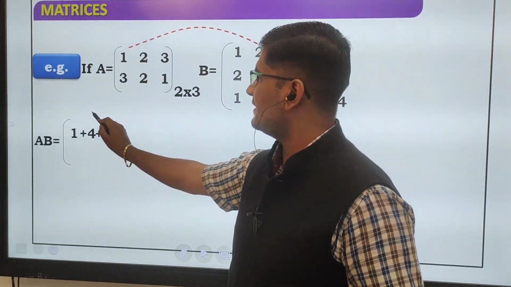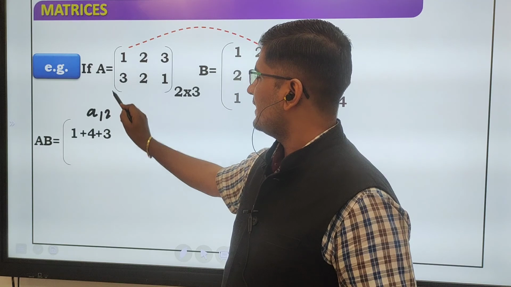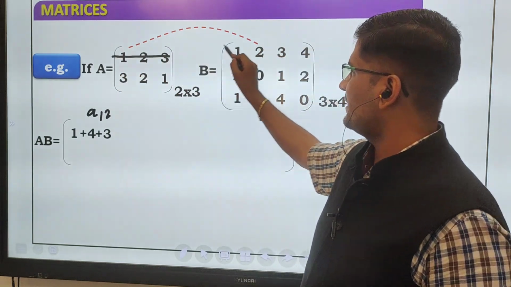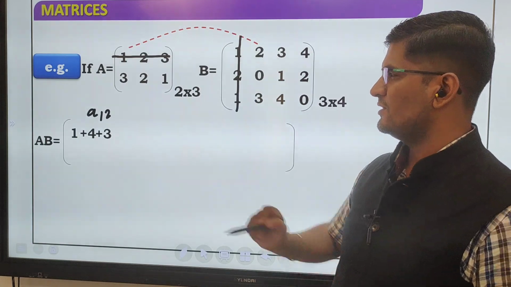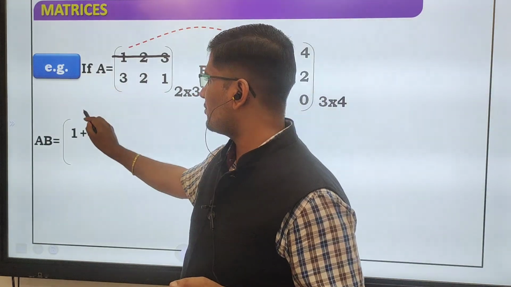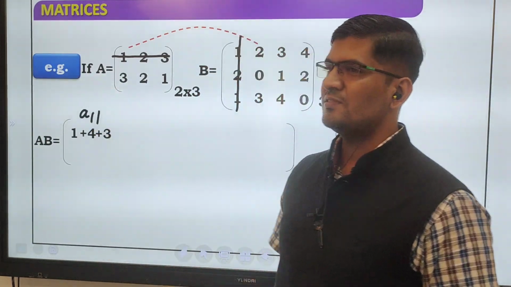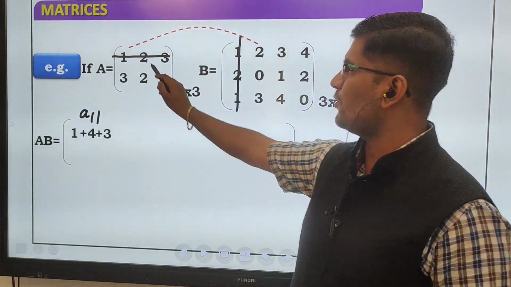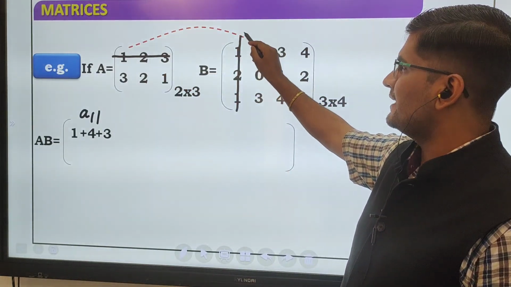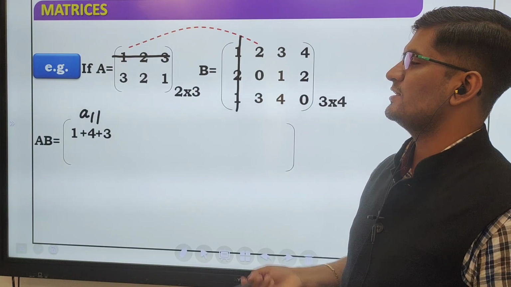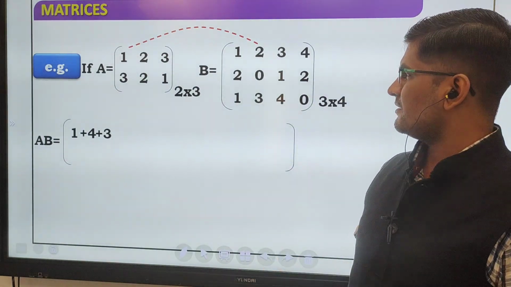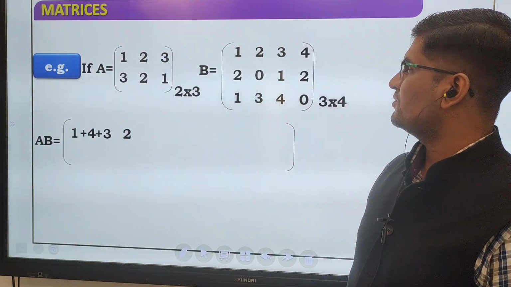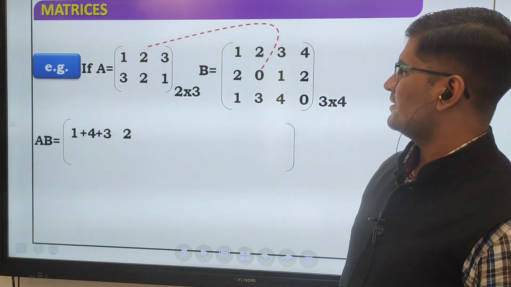Then the second one: this is nothing but A12. The entire first row is multiplied with the entire column. This is A11, first row and first column. For A11, the entire row of the first matrix is multiplied with the entire column of the second matrix. Yes or no?